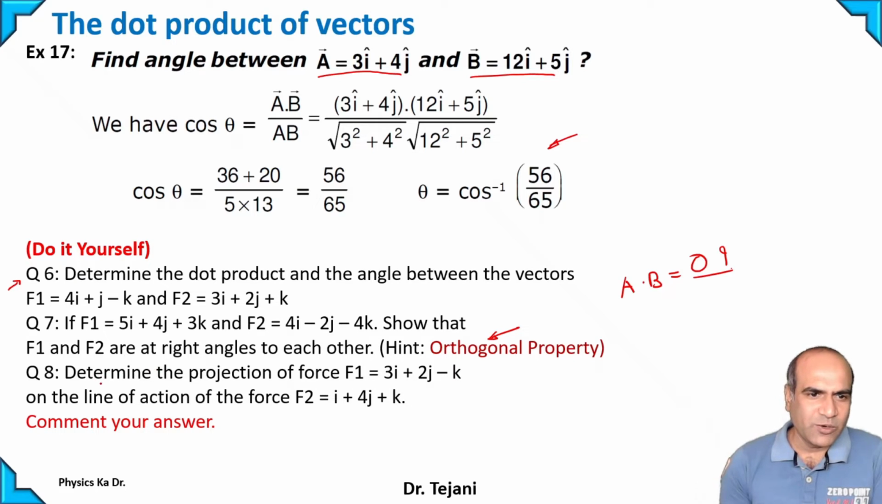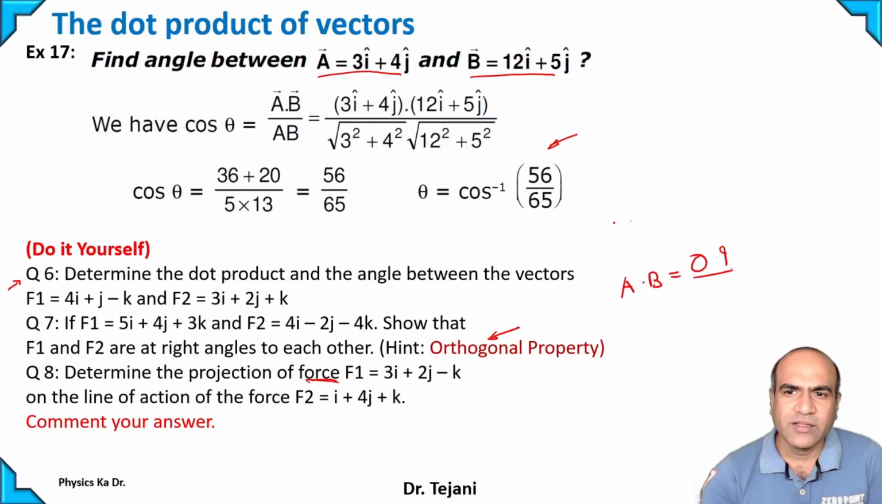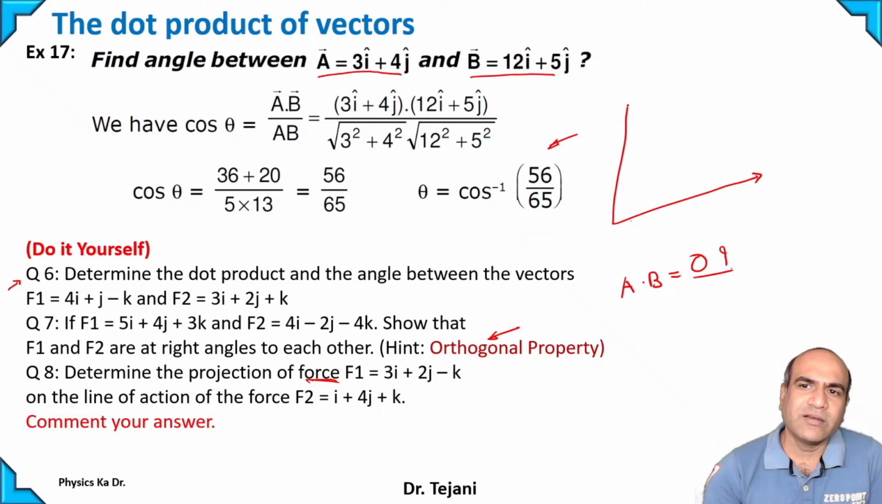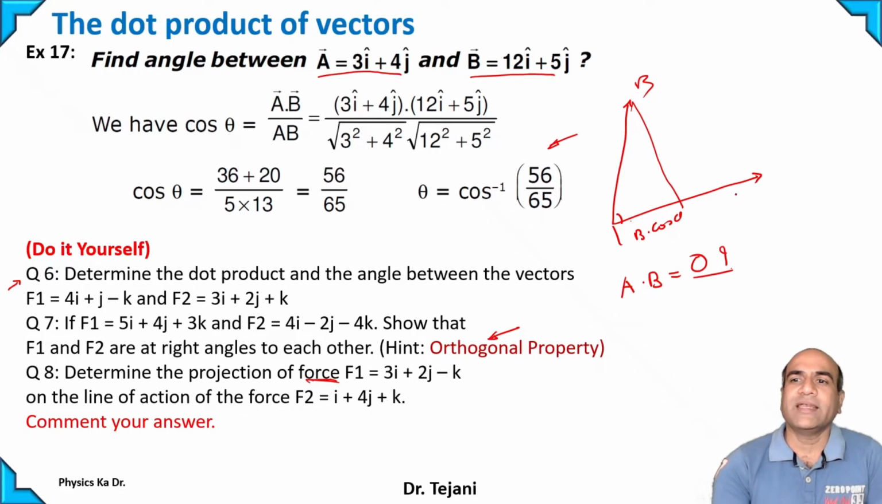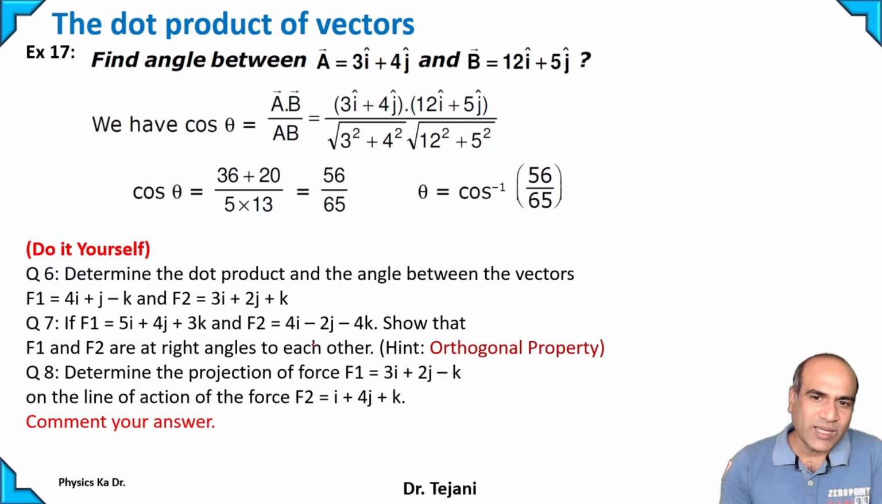And one more question we have, determine the projection of force. We just need to find the projection of force. Projection we already understood. This is A vector, this is B vector, so that is known as projection. B cos theta, that is the projection. Solve this example and put your answers in the comment section.